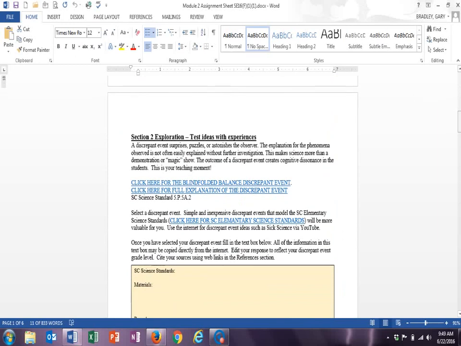We're looking at exploration here. This is the discrepant event, and I've got a discrepant event that I find is very inexpensive. It's just a meter stick, and you don't have to have a blindfold. You could just have your students close their eyes, but it's amazing how they will be able to find the center of mass even with their eyes closed. It's a lot of fun. I enjoy doing this with my students, telling them that they've got an inner sense of science because they can always find the center of mass even with their eyes closed. It's a lot of fun.